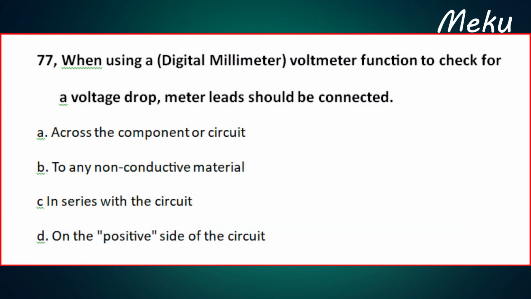77. When using a digital multimeter voltmeter function to check for voltage drop, meter leads should be connected A. Across the component or circuit, B. To any non-conductive material, C. In series with the circuit, D. On the positive side of the circuit.